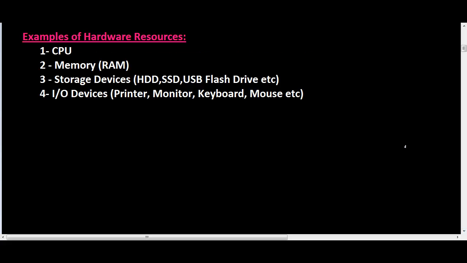The different hardware resources that need to be managed by the operating system include the CPU, the memory, and by memory we mean the RAM, the storage devices, and the I/O devices.